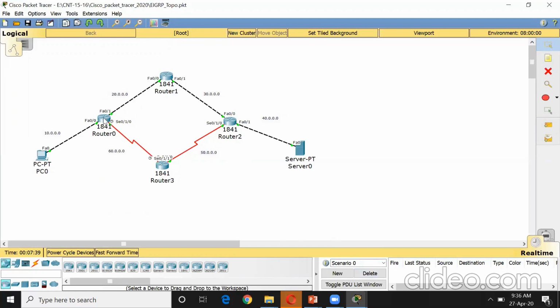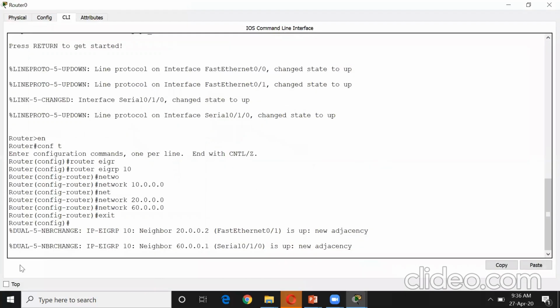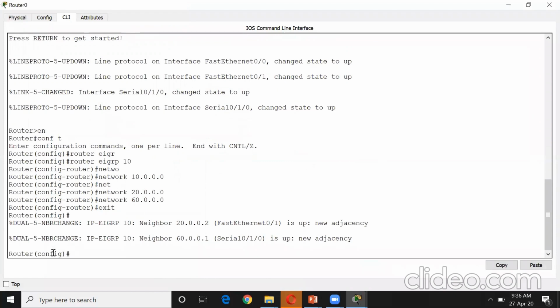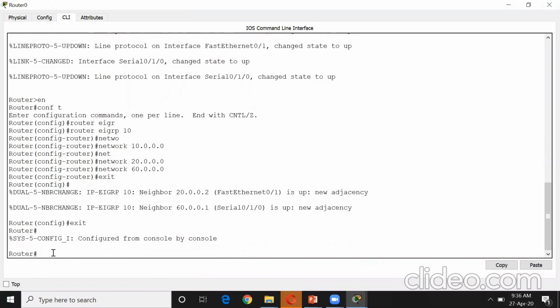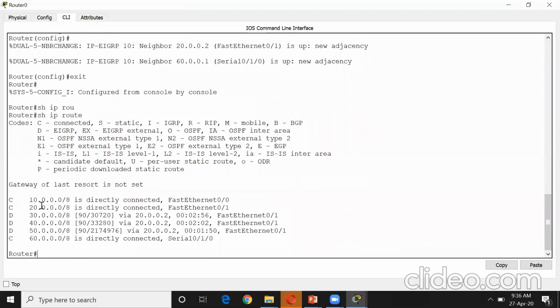So what we have to do, click on this router 0 for example and give the command show IP route. Where we need to give that command, that is on privileged mode, so that is router hash. So show IP route. You can observe here, to that router 0, 3 networks are directly connected. Those are 10, 20 and 60. And 3 are connected through EIGRP, that is 30, 40 and 50. So the AD value is 90, as the routing protocol is EIGRP.